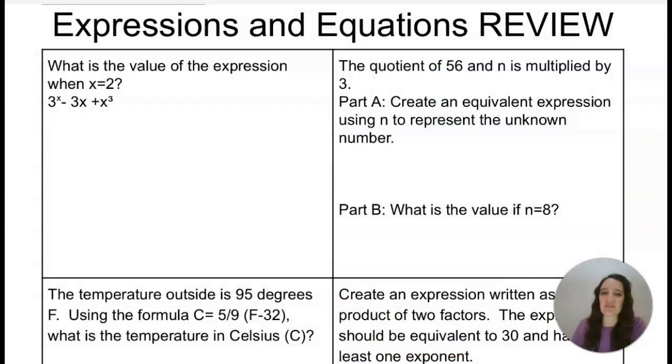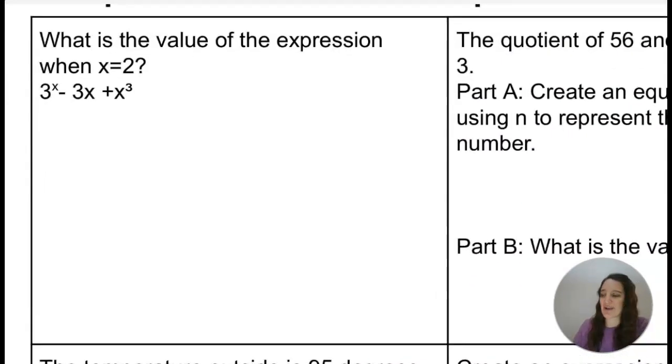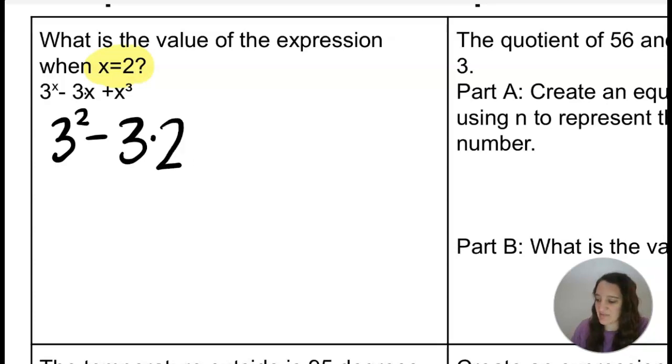All right, so let's start with the first question. What is the value of the expression when x equals 2? So if x equals 2, that means that anywhere there is an x, I am going to put a 2. So I'm going to rewrite this, but now I'm going to rewrite it with a 2 everywhere there's an x. I'm going to remember that coefficients and variables are always times together. And now that I have this beautiful expression, I can solve that.